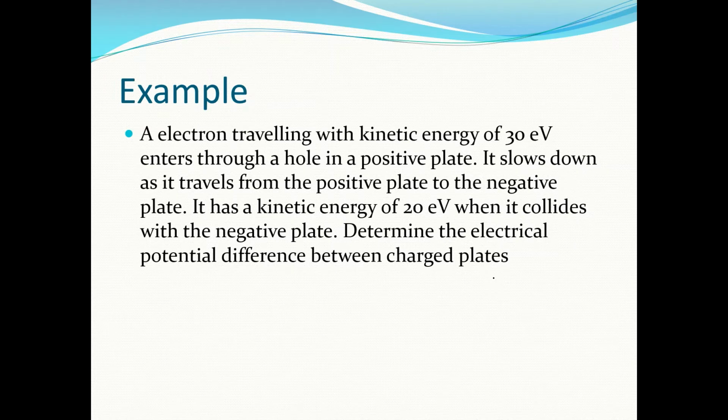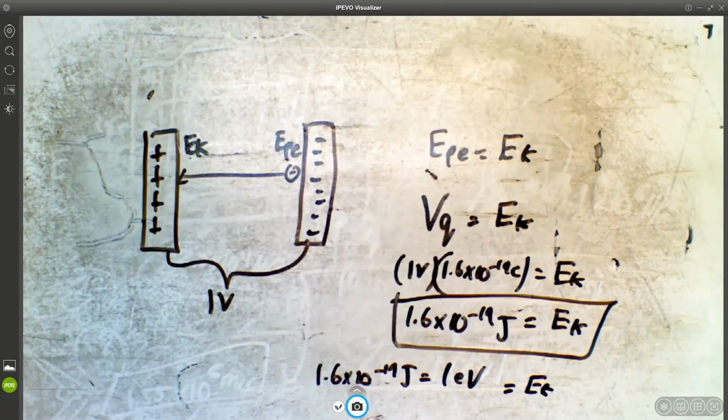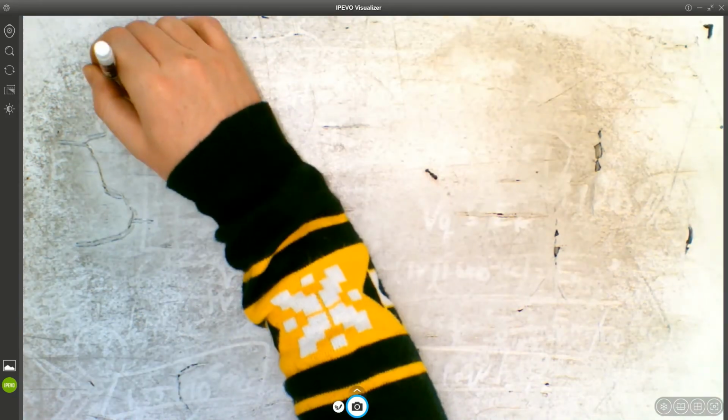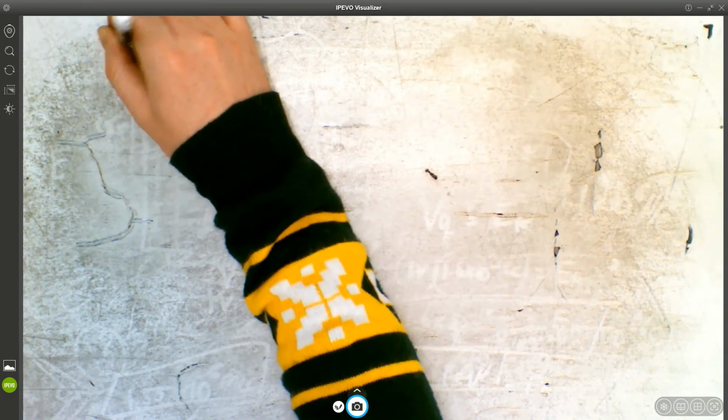Okay, so we're going to do this the hard way, and then I'm going to show you a much easier way of doing this. So an electron is traveling. It slows down as it travels from the positive plate to the negative plate. So we have our positive plate.